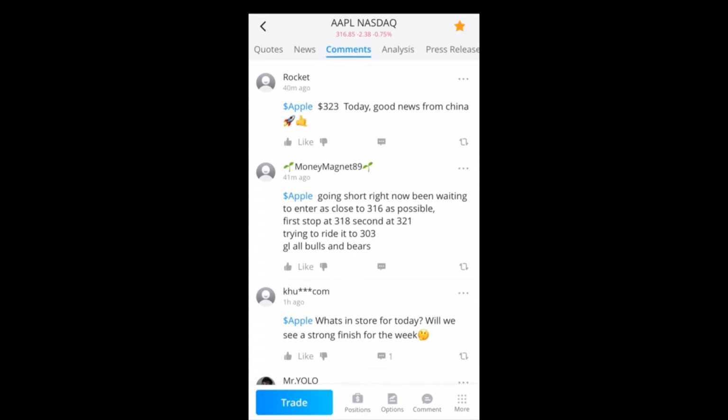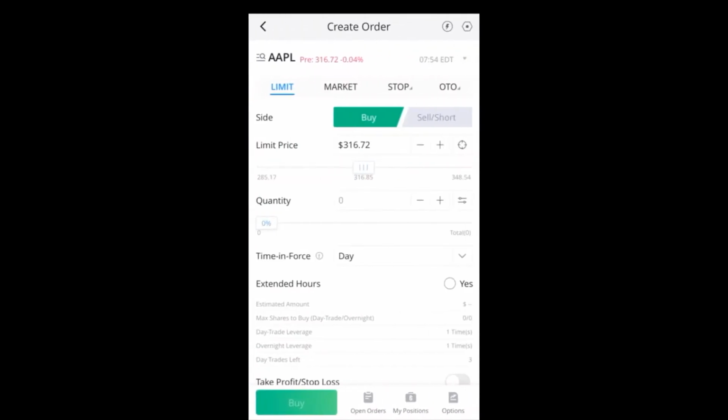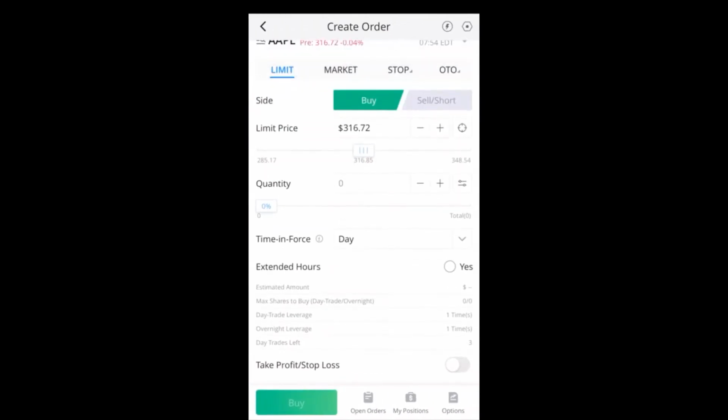And so if you want to contribute, you can also comment on any of these individual stocks or in the comment area in general. And at the very bottom of the screen, you see the huge trade button. So if you wanted to buy or sell, you can hit trade, and then you can make your trades.